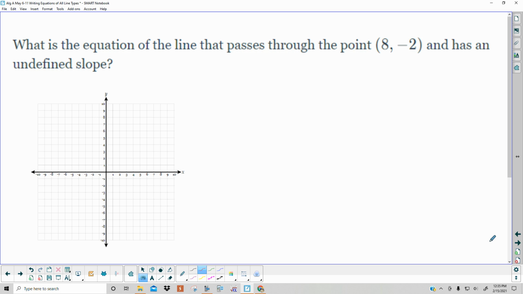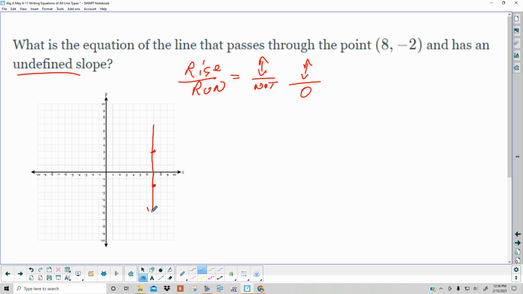So when they give you this question, what is the equation of the line that passes through 8, -2 and has an undefined slope? An undefined slope, remember, rise over run, means you are rising, but you're not running. So from this point, rise whatever amount you want, but don't run. That's going to create a vertical line. So an undefined slope tells you the thing is vertical.